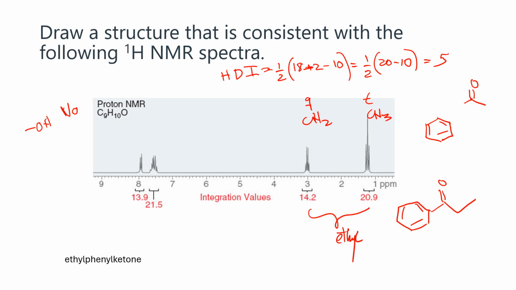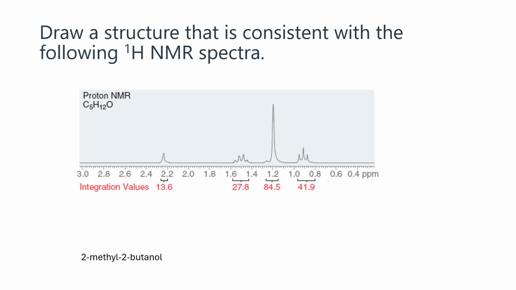But in some problems, you may have more than one possible answer. But here it was obvious that it was an ethyl, so not any ketone. Okay, that is a C5. So C5H12. That doesn't have unsaturations, because regular alkanes are CnH2n plus 2, and this is what we have here. You can do the math as well, but HDI is 0.